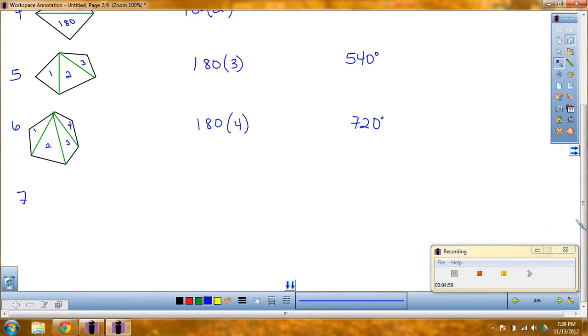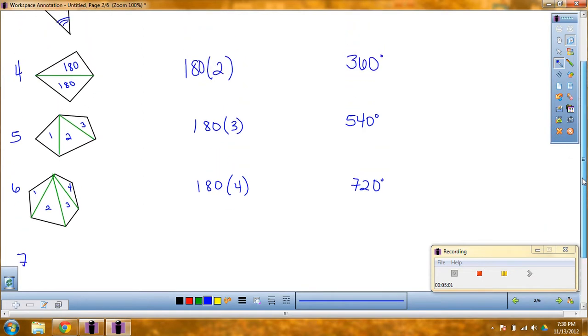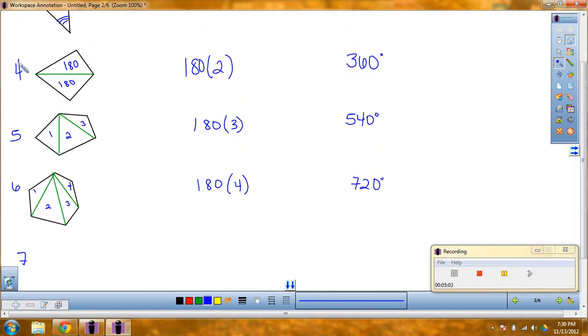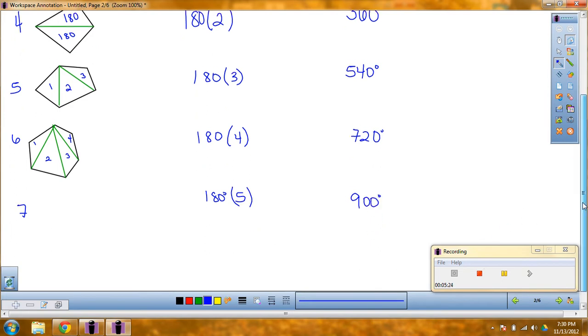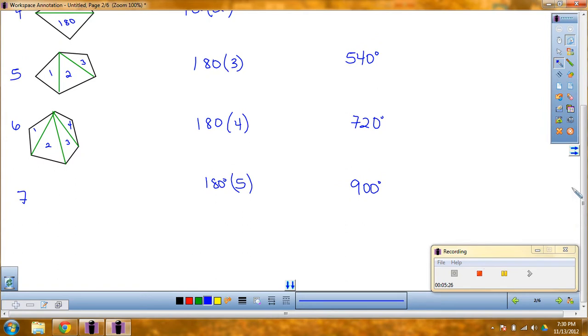What happens if we have 7 sides? We can see that as the sides are increasing, they're increasing by 1. We can also see that our number of triangles is also increasing by 1. So we know that we're going to have 5 triangles. Each triangle is 180, which gives us a total of 900 degrees on the interior of the shape. Okay, so we see the pattern.